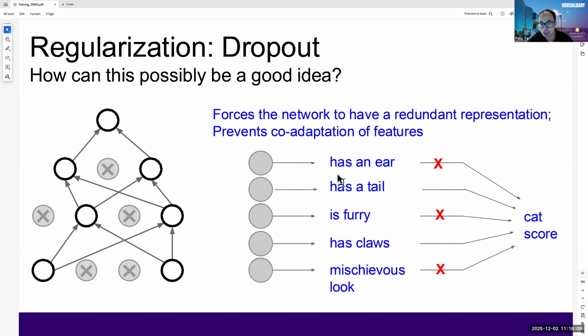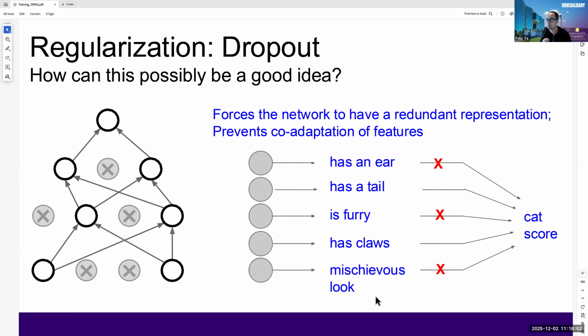So for example, this is purely hypothetical. If I want to distinguish cats and dogs in an image, I would check whether it has an ear, whether it has a tail, whether it's fluffy, whether it has claws, and whether it has a mischievous look. So the whole idea is that even if we turn off one of the paths, the remaining paths can still give me a good score. So that means this could be robust enough, right?